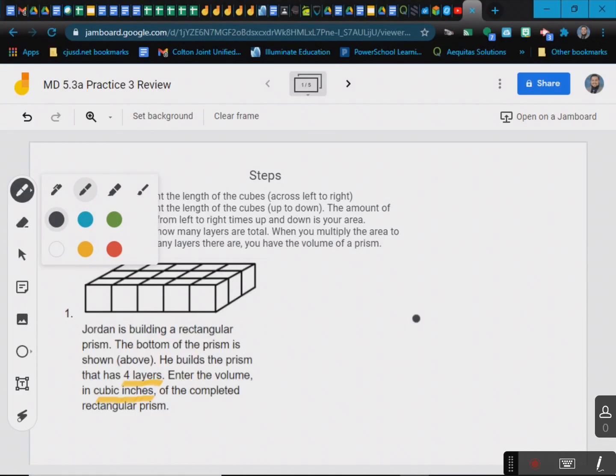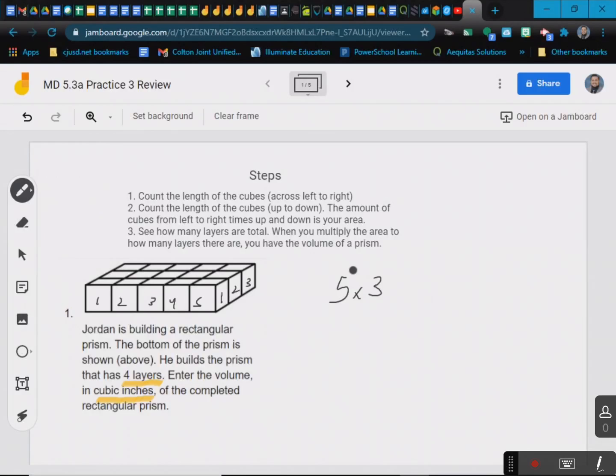So, I know that this is the bottom layer. I'm going to count 1, 2, 3, 4, 5. It's 5 across, and it's 1, 2, 3, so the length is 5, and the width is 3. So I counted the number of cubes across, right? 5. I didn't do up and down because this isn't up and down. When you're looking at the width here, you just go from here to here, right? 1, 2, 3. 5 times 3 is 15.